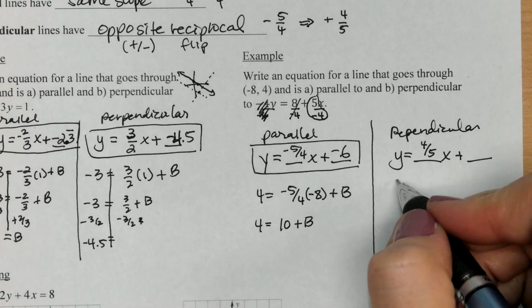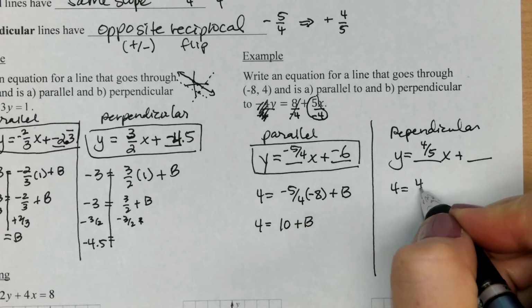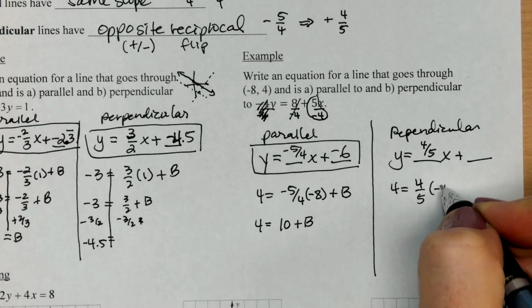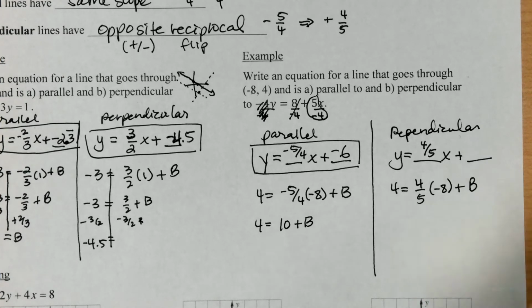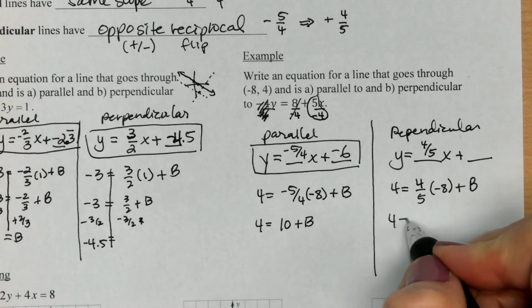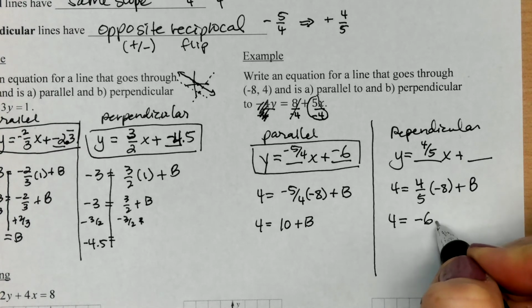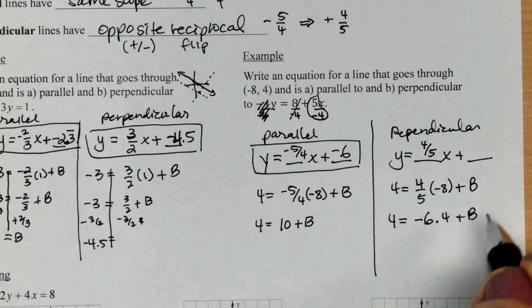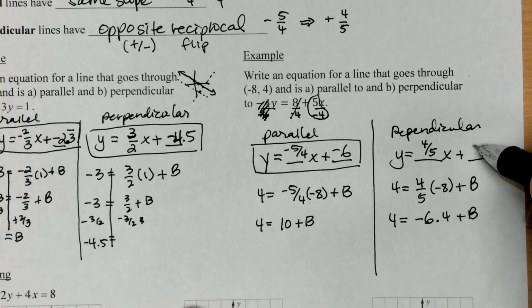Over here, we still got to plug in the same point, so another 4. Only this time your slope is flipped. And you are trying to solve for b now. And we end up this time with a negative 6.4. So we'll add that over, and we get 10.4.